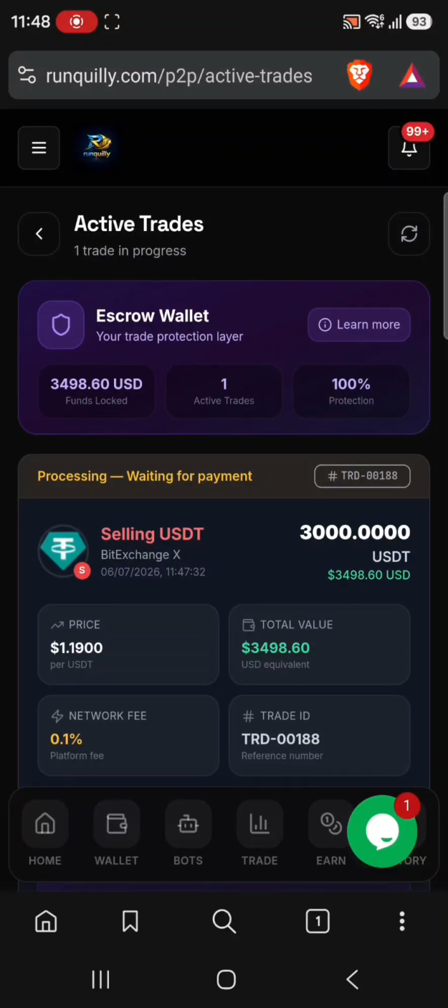Make sure you get your Binance or any account, then you fund it, fund Runquilly, make sure you trade and make some profit. So this was the first tutorial. We'll do another one with the trading.